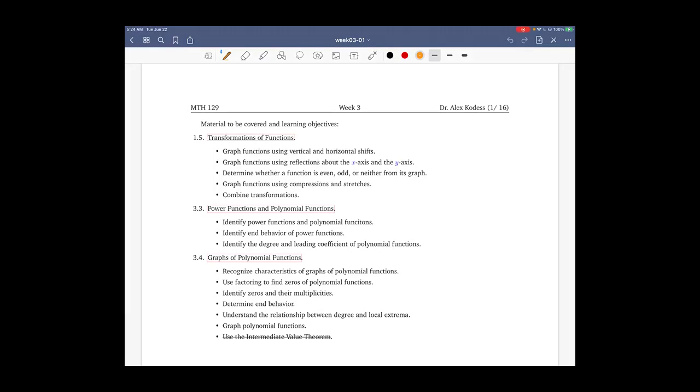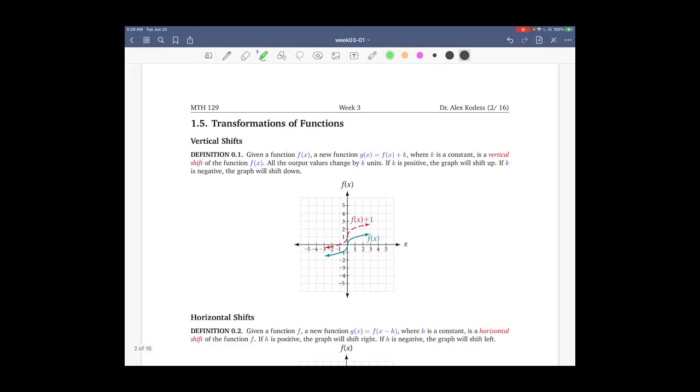Welcome to week 3 of pre-calculus. Our first topic this week is transformations of functions. We will look at a number of types of transformations of functions. One of them is vertical shifts.